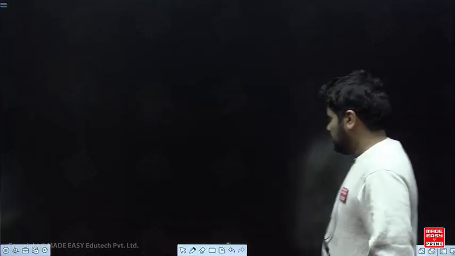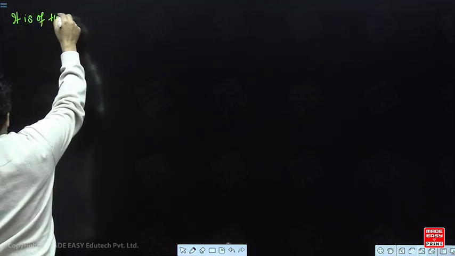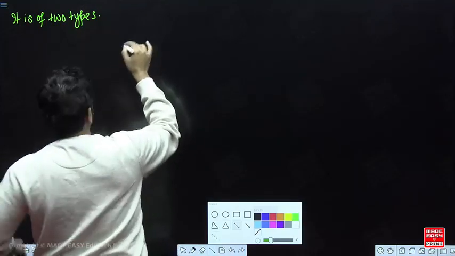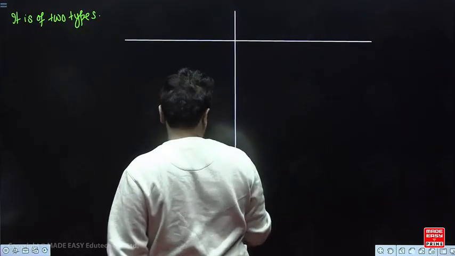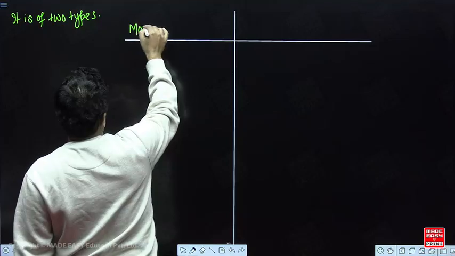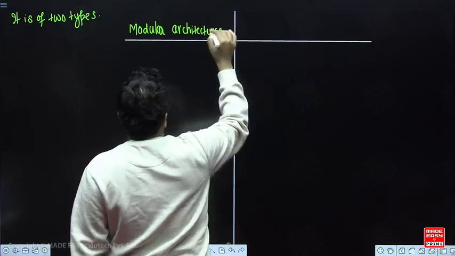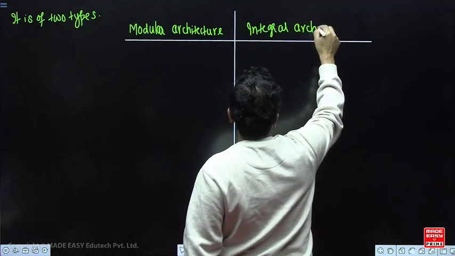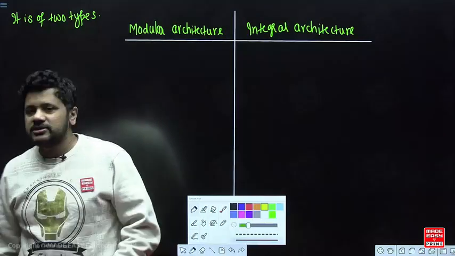Now, we have two types. It is of two types. The first one is called modular architecture, and the second is called integral architecture. Okay? The first one is modular, the second is integral.